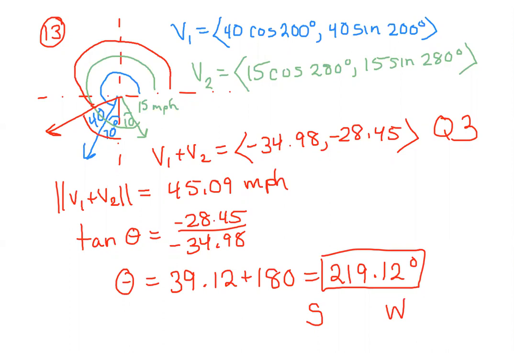So if this big red is 219.12, then we have to find this by subtracting it from 270, and we get 50.88 degrees, and that's our angle as a quadrant bearing. All right, I know this is hard, but just practice and see how it goes. It's good to stretch your mind.